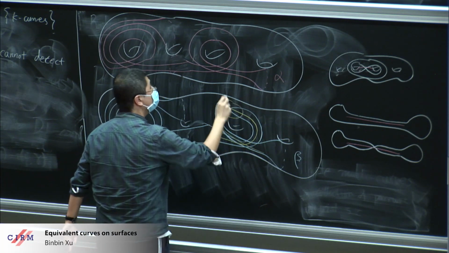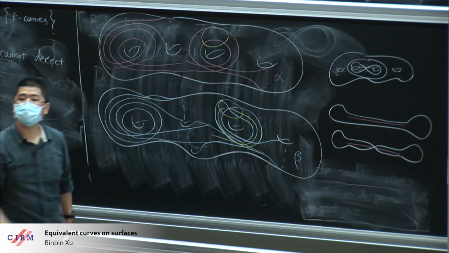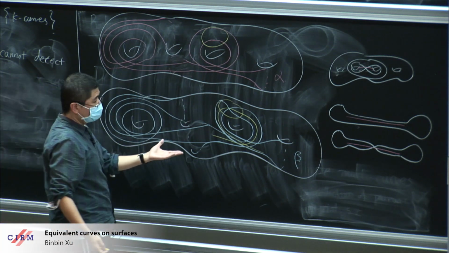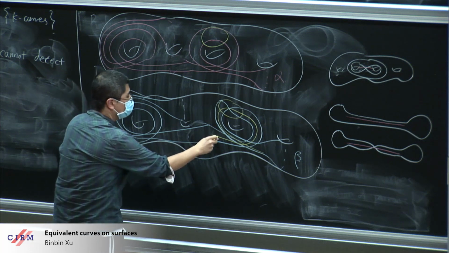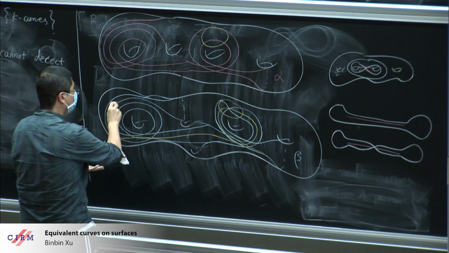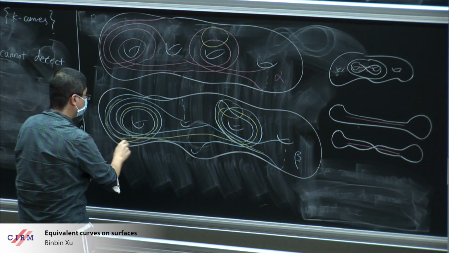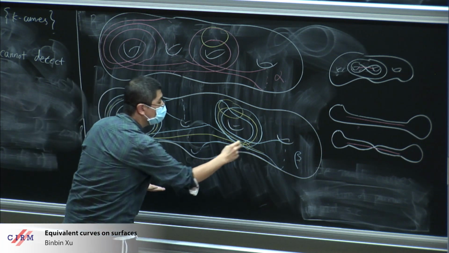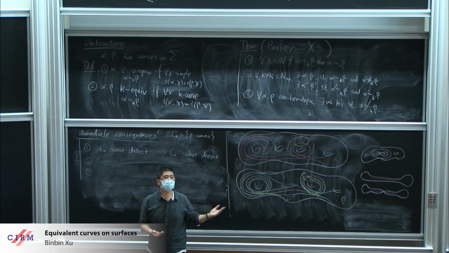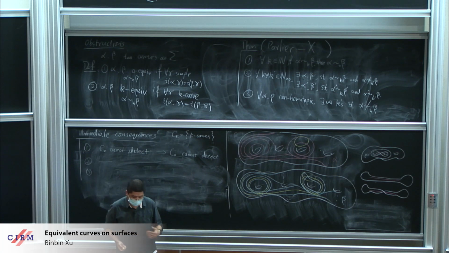Let's say they intersect this part differently in the two curves, which tells us this curve must have at least two intersection points. That means you cannot tell them apart from each other by only one self-intersection. So this is what happens.